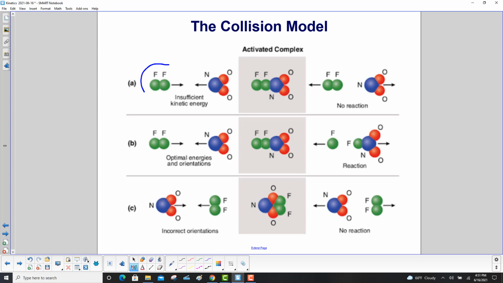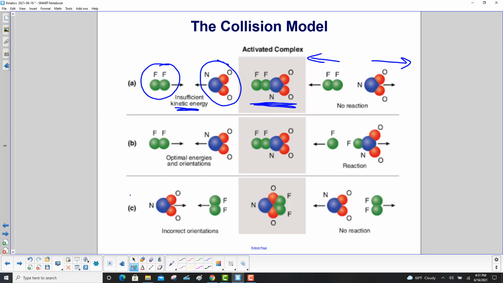Here's fluorine gas, a molecule of fluorine gas, approaching a molecule of nitrogen dioxide. And we're going to do it in 3 different fashions. The first one, they meet with the correct orientation, but not enough kinetic energy. So they strike each other like this, so far so good, but not enough kinetic energy for the reaction to occur. So the fluorine just bounces off this way, and there goes nitrogen dioxide, no reaction.